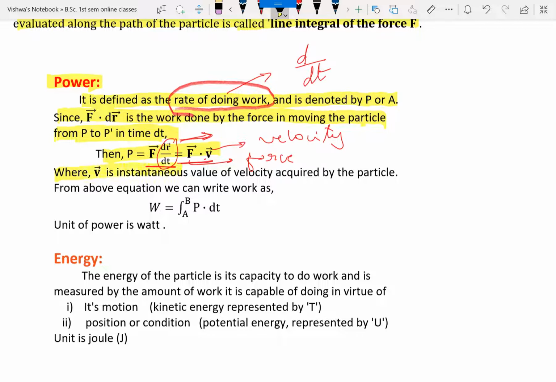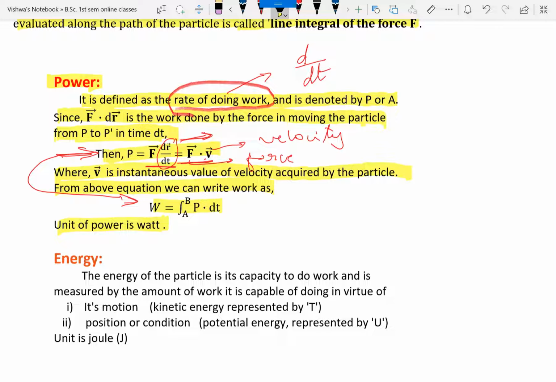Here v is the instantaneous value of velocity acquired by the particle. From the above equation, we can write work as P dt. The unit of work is joule, and the unit of power is watt, which is represented by W.